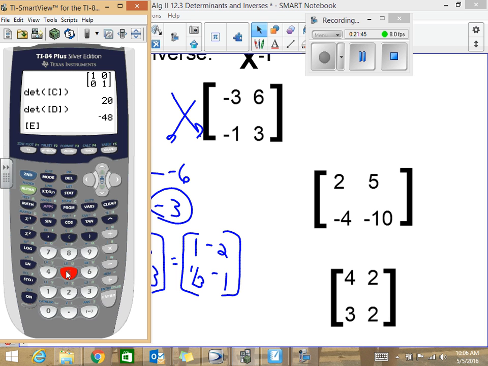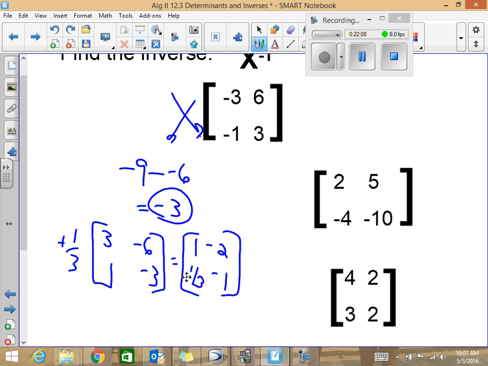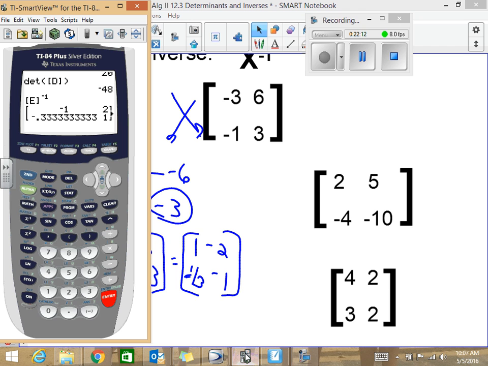Now, through the magic of technology, hit this little button again. Don't hit second matrix, just hit that x to the -1, and hit enter. And ta-da! Although it made it negative, I must have made a sign change on that. That should be negative. Much easier than rearranging, changing signs, and dividing by the determinant. So now this is the inverse of it.